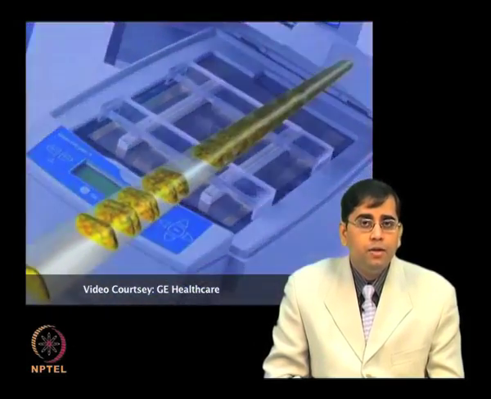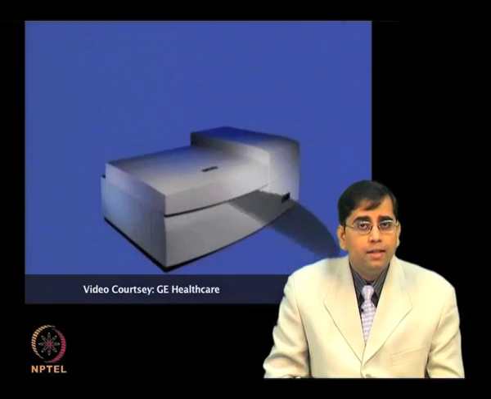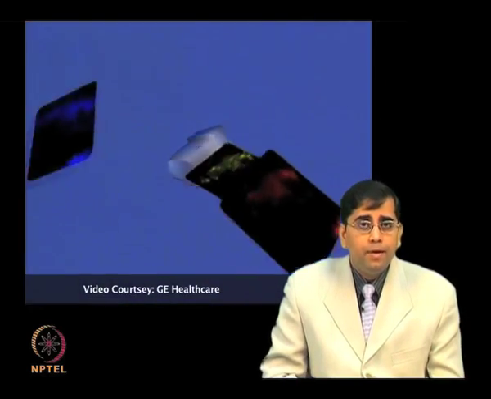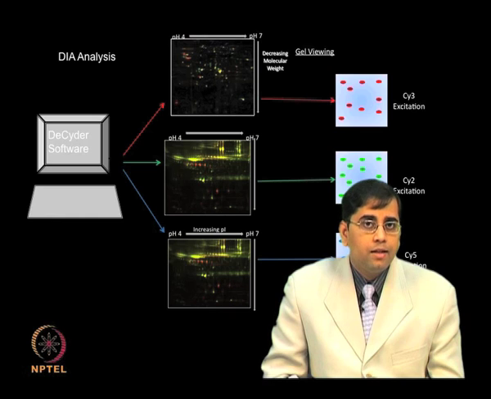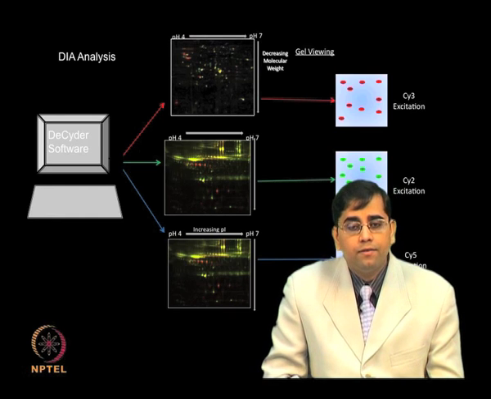In DIGE, proteins extracted from different type of cells or tissue sample are labeled with different fluorescent reagents such as Cy2, Cy3 and Cy5, mixed and then separated by two-dimensional electrophoresis on a single gel. The proteins are detected separately using the excitation wavelength specific to the different fluorescent reagents Cy2, Cy3 and Cy5.